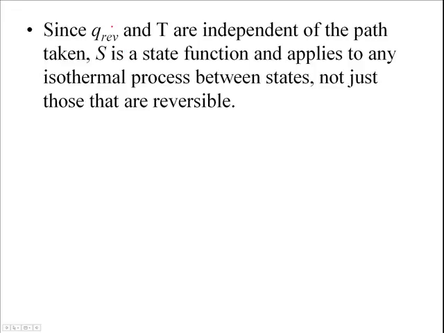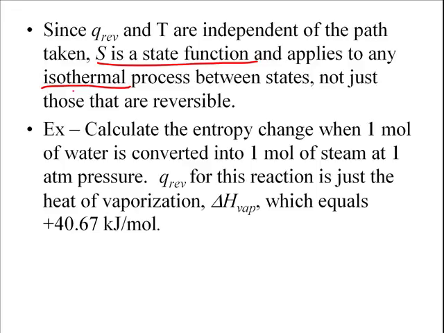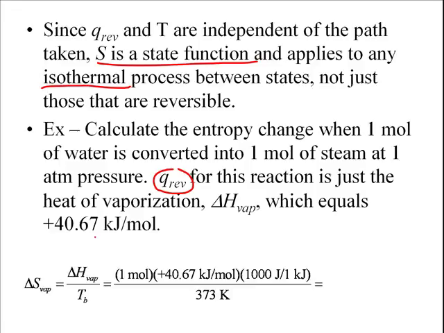Okay, since the heat and the temperature are independent of the path taken, S is a state function. Applies to any isothermal process. That means no temperature is lost, not just those that are reversible. So if they ask us to calculate the entropy change when you've got a mole of water converted into a mole of steam, they would give you the heat, the enthalpy change for the reaction. Divide that by the temperature, which they don't tell you, which we have to, I guess, assume is 100 degrees Celsius, so 373 Kelvin. And they find that it is joules over Kelvin.